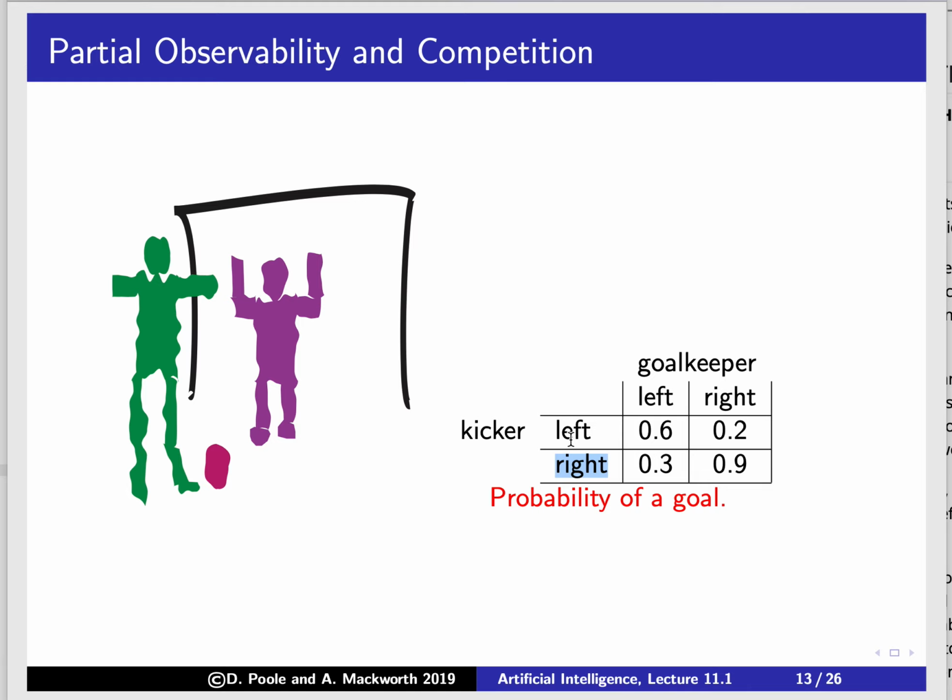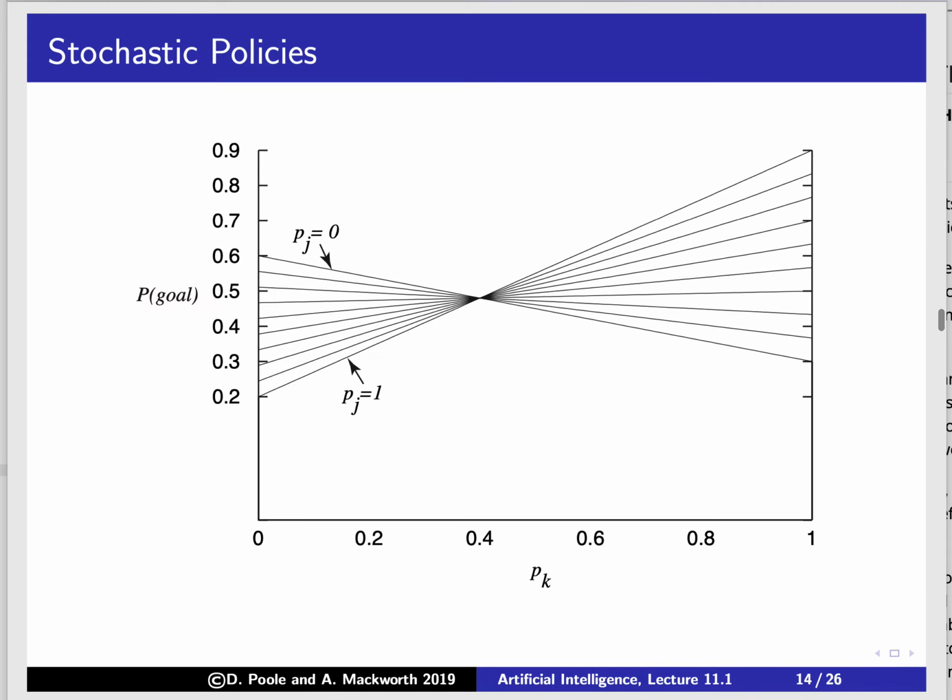Alright, so instead of doing that, we're going to consider a stochastic policy. We're going to go right with some probability and left with some other probability. So the kicker's going to kick right with some probability, and the goalkeeper is going to jump right or left with some probability. So now we're going to look at this case here. The kicker can kick right with probability 1, or they can kick left with probability 0.